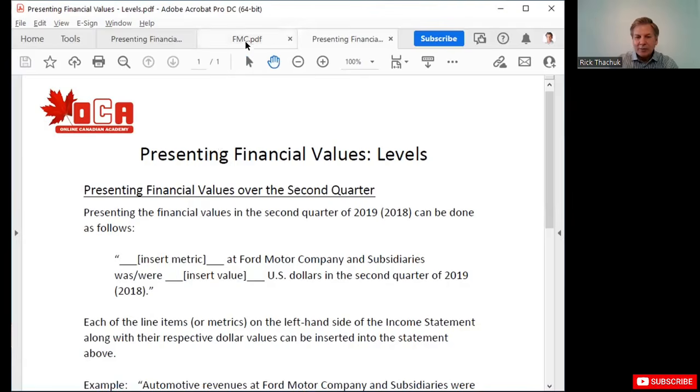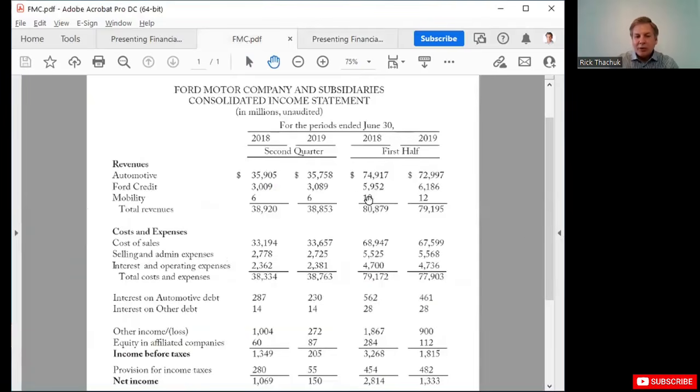So let's take a look at how this might work. Here's our income statement. If I'm going to present this first line item, well, let's look at two things. First of all, this is automotive revenues. That's plural, so I will be saying were, not was. And recall indeed that this is in millions, so that number is 35,758,000,000. So to present this value, I would say as follows. Automotive revenues at Ford Motor Company and subsidiaries were 35,758,000,000 US dollars in the second quarter of 2019. And that's how we present that value.